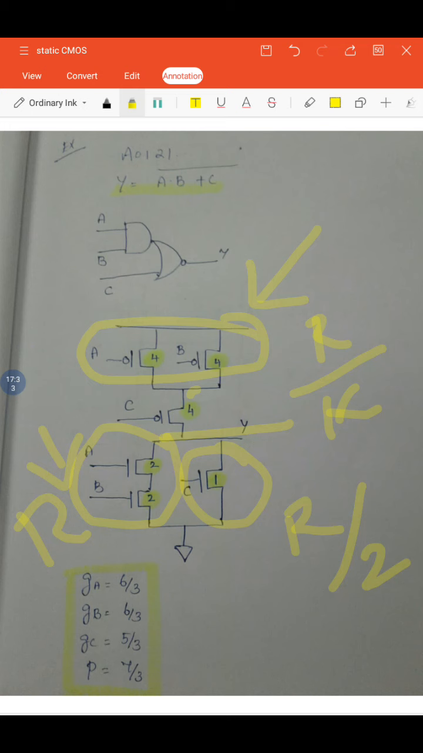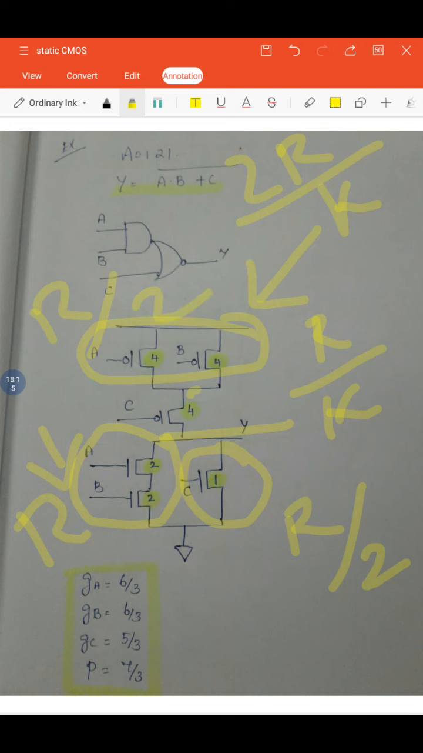Similarly for the pull-up network, the size of the transistor I mentioned as 4. Why? Because for the pull-up network PMOS, the resistance is 2R by K times. If I assume K is equal to 4, what will happen? I will get R by 2 resistance here. Two resistances in parallel, R by 2, R by 2, and since the two are parallel, any one is going to be connected. So assume that only one R by 2 is connected.